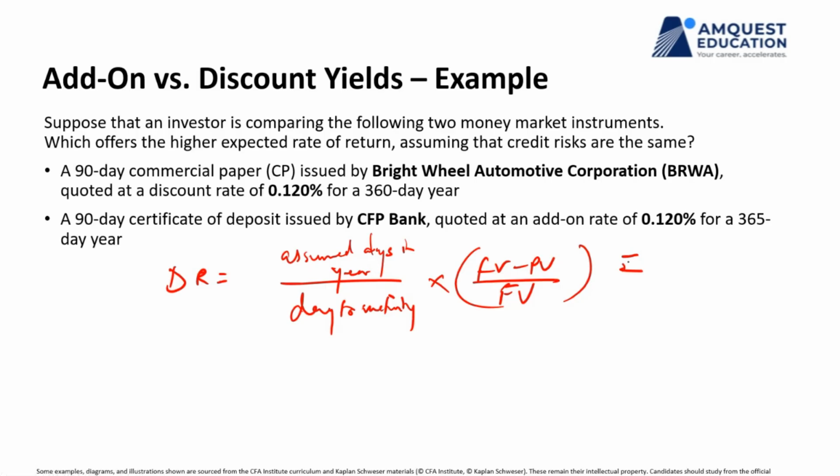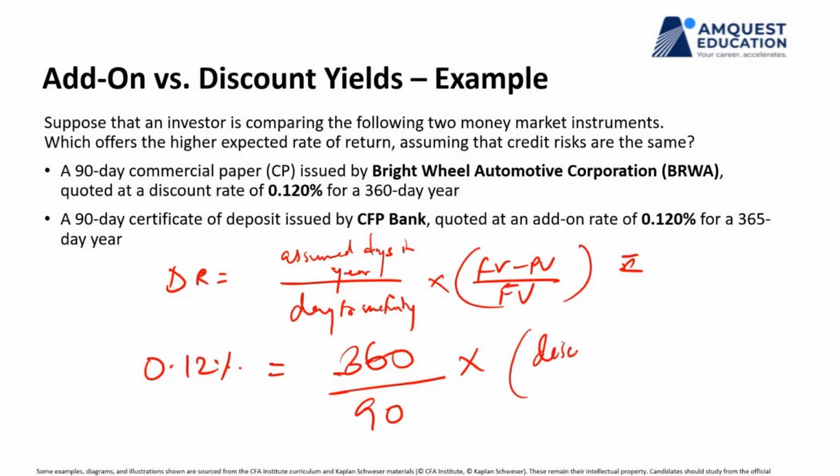In this case, you have been given 0.12% is equal to assumed days. This is money market, and money market works on 360 days. Days to maturity, 90-day commercial paper. So 90 days been given to you into the FV minus PV by PV, or you can simply call it the discount by 100. Right? You can simply call FV minus PV by PV equal to discount by 100. So solving this, whatever the number you get for discount is where the bond is going to trade, right?